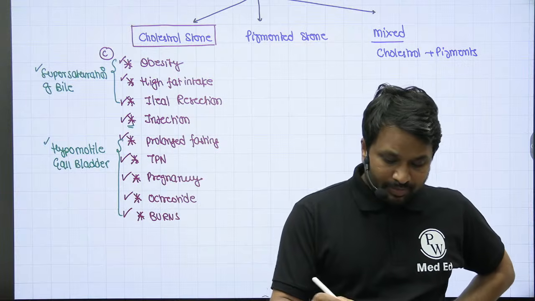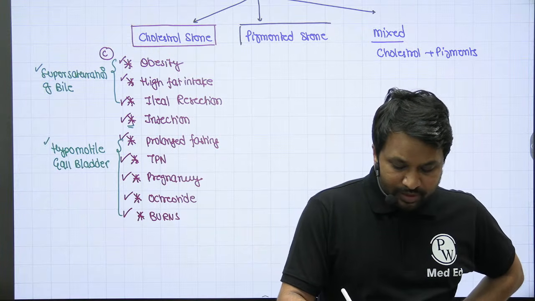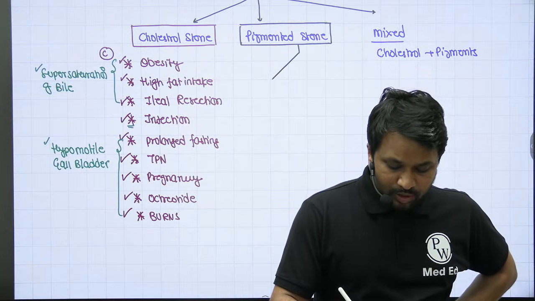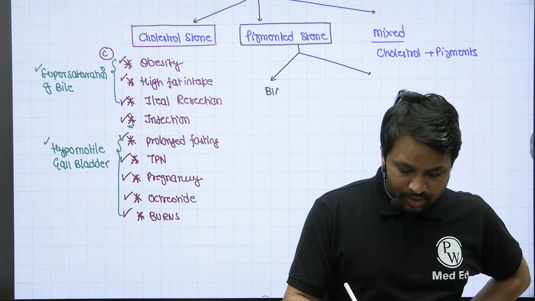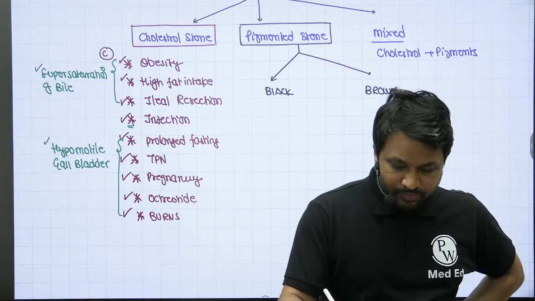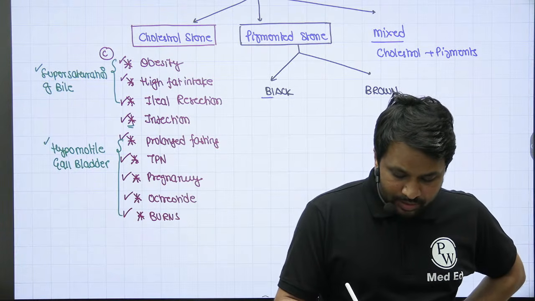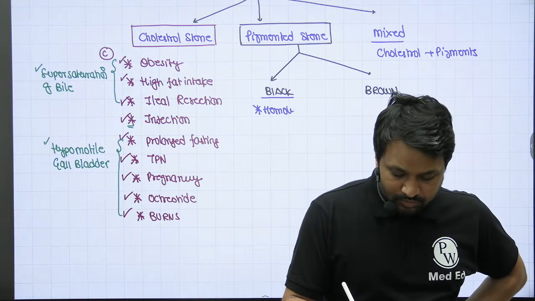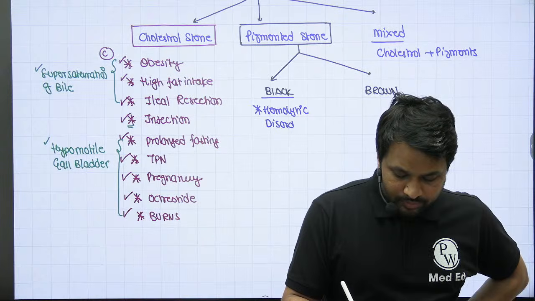Now coming to the pigmented stones, there are two varieties of pigmented stones that you can see in the gallbladder, right? The first variety is what we call the black pigmented stones. The other one is what we call brown pigmented stones. Now the black pigmented stones are secondary to a hemolytic disorder.